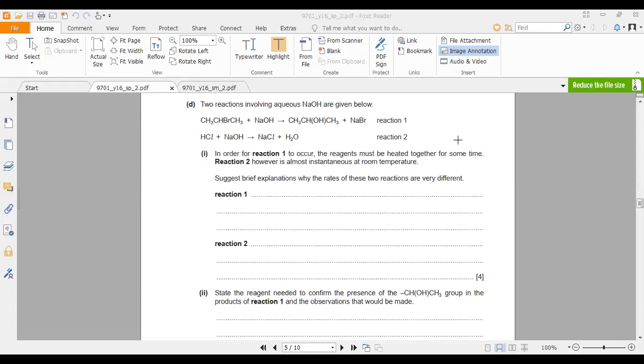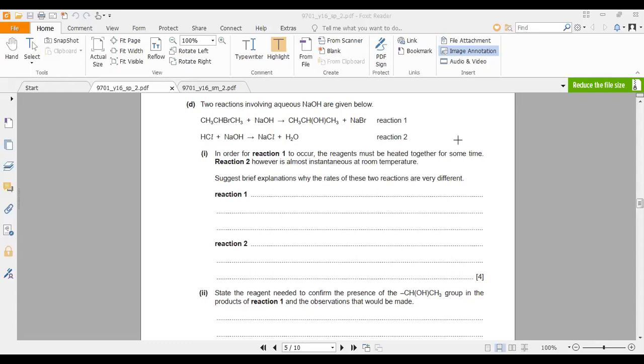Reaction 2, however, is almost instantaneous at room temperature. What is the reason behind this? This is a really nice question. In reaction 1, in terms of activation energy, higher activation energy is required to break down covalent bonds. As we have covalent bonds here, to break down the covalent bond, we need high energy.